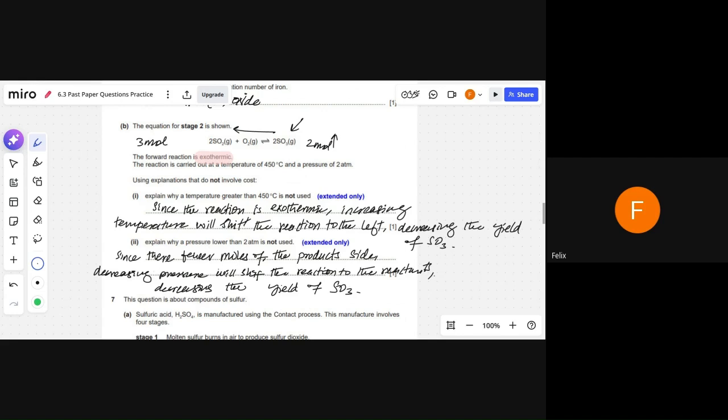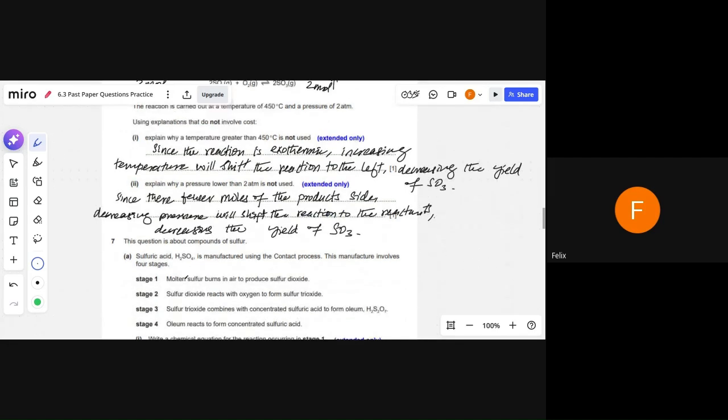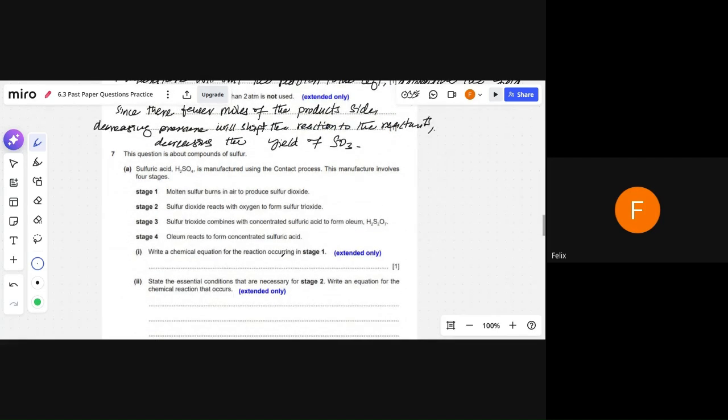Since there are fewer moles on the product side, decreasing pressure will shift the reaction to the reactants where we have more moles, right? And the concentration of SO3 will decrease. So question number 7, write a chemical equation for the reaction occurring in stage 1. The chemical reaction in stage 1 is sulfur burned in the presence of oxygen, converted into sulfur dioxide. You see, the word equation is written here. Molten sulfur burns in air, meaning oxygen. It's a combustion reaction to produce sulfur dioxide.